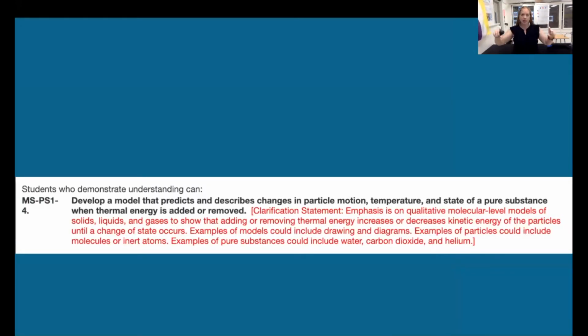So we have the performance expectation, right? And it gives us some clarifying statements so that we can better understand what they mean by that performance expectation. And it tells us what the emphasis is going to be about, what the students should be able to do, and examples.